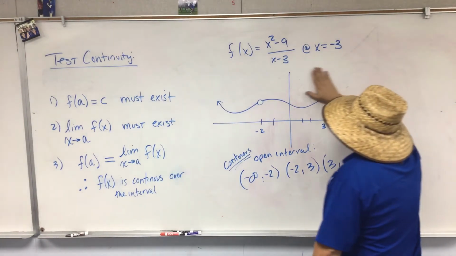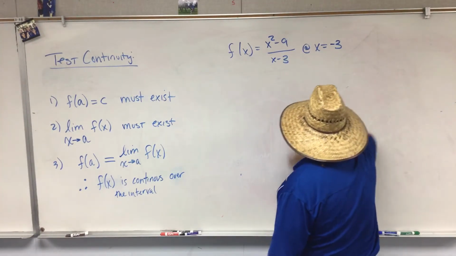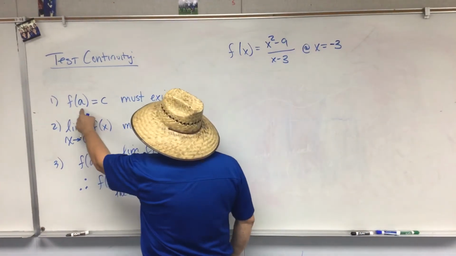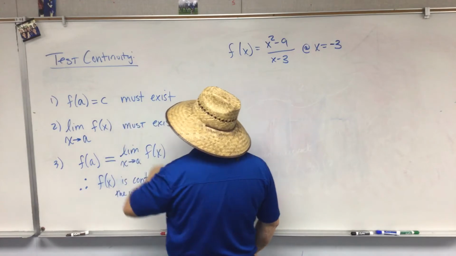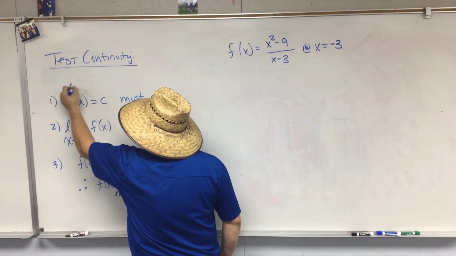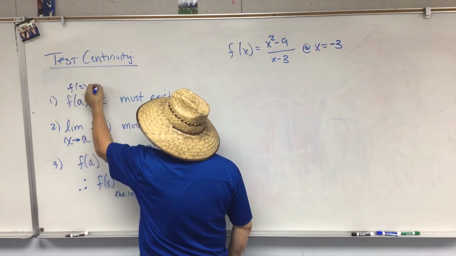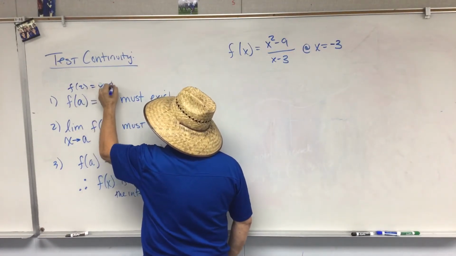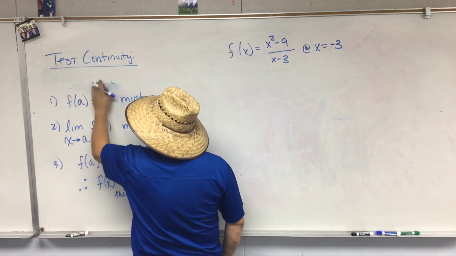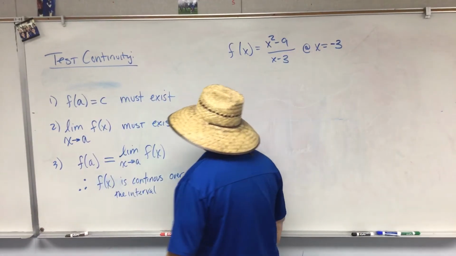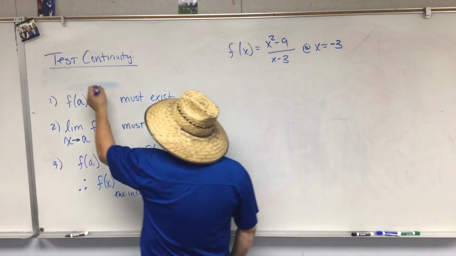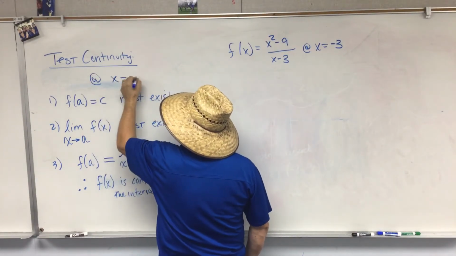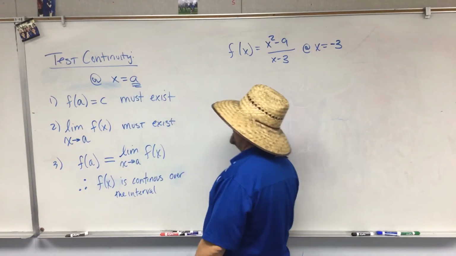So if we look at this, there are 3 steps to prove something is continuous. Number 1, f of a must exist. What this means is like f of 2, when I plug in 2, I get out 4. That's got to exist. If I plug in 2 and I get undefined, it's useless to us. It's not continuous at all. So we're testing continuity at x equal to a. So we're plugging in whatever a is equal to.